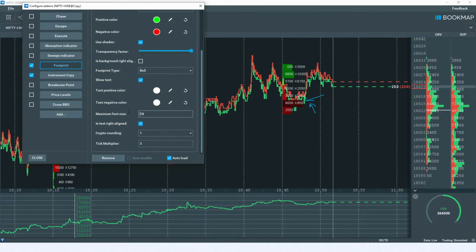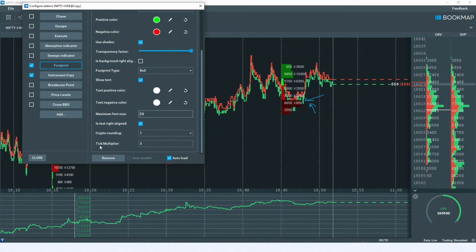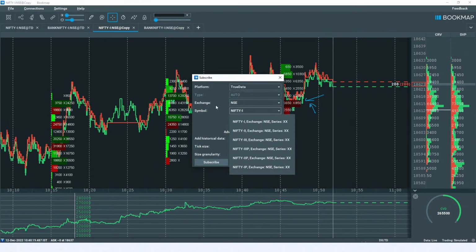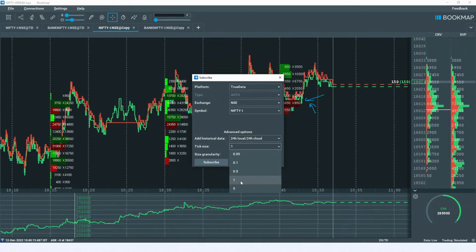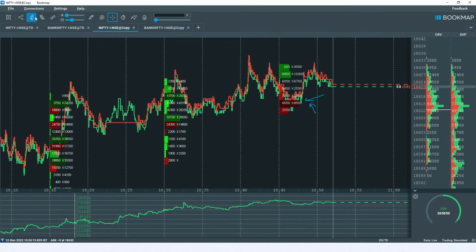And then we have a maximum font size. It's basically the font size that you see over here. Keep it as maximum. I haven't changed anything over here. The most important point is the tick multiplier. Whenever we are subscribing to a new instrument, okay, it will ask for a tick size. There are different tick sizes that you can give. So ideally, if you want to use the footprint chart, keep it as 1. It's a straightforward way of calculation.